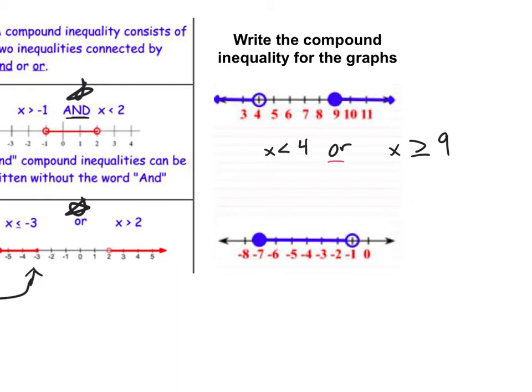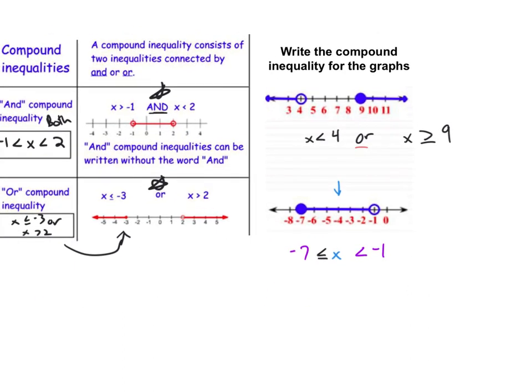My second one, this is going to be an and statement because it's kind of got the connecting line here. So I'm going to put x in the middle, and I'm going to say that x is going to be greater than or equal to, 7 is one of my boundary points here. And I'm going to say that x is going to be less than -1. Oh, excuse me, this is a -7 here. So x is going to be greater than or equal to -7, and x is going to be less than -1. So this is how you'd write the two compound inequalities there.